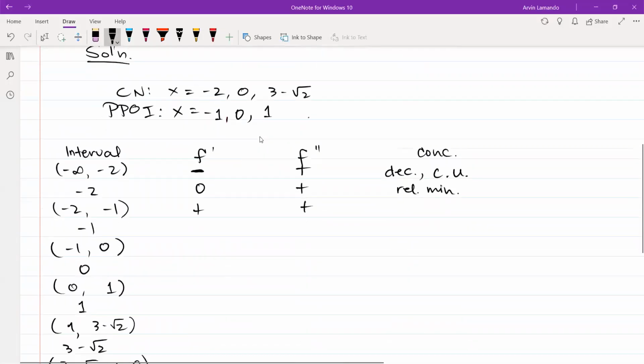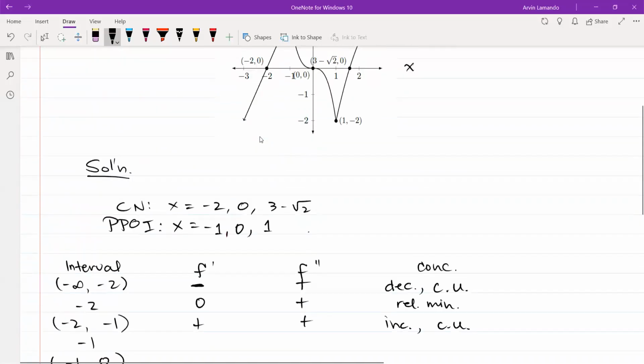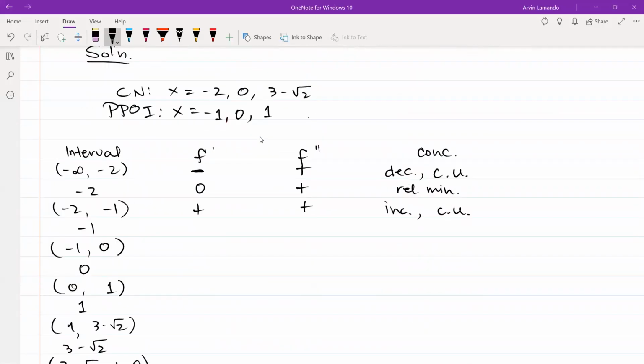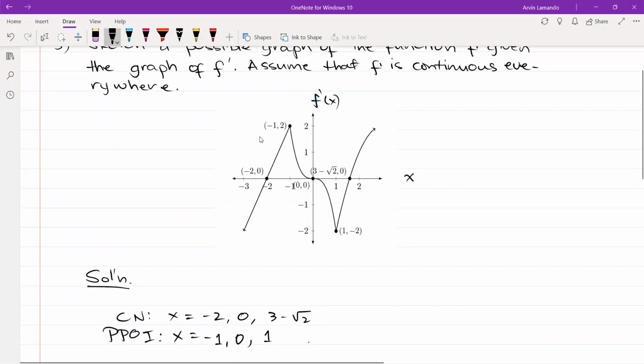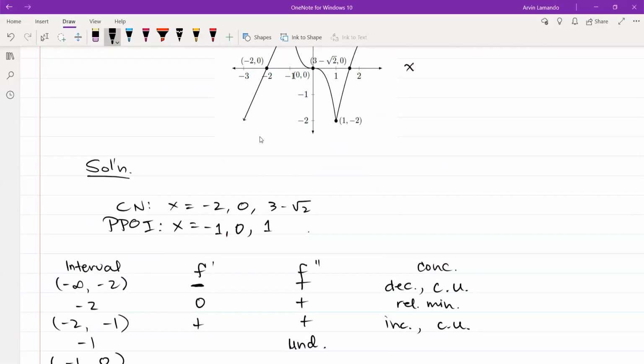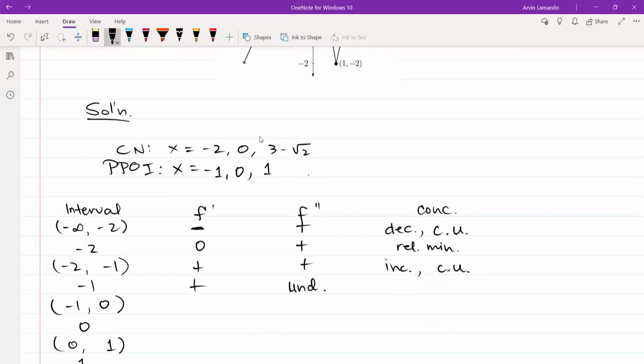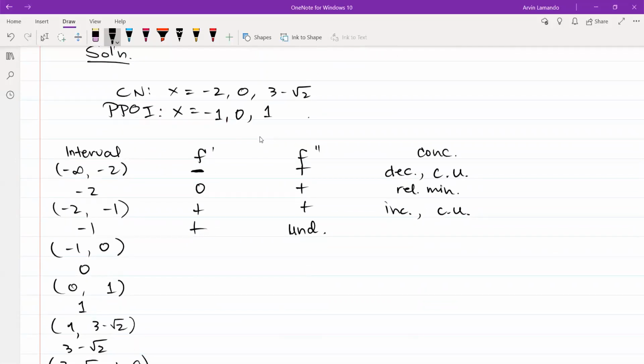Okay, so you have that from negative 2 to negative 1, f is increasing, and it concaves upwards. At x equals negative 1 exactly, it's a possible point of inflection. It's undefined. At negative 1, f prime is positive. We still don't know the behavior of f at x equals negative 1. So let's fill out the next row.